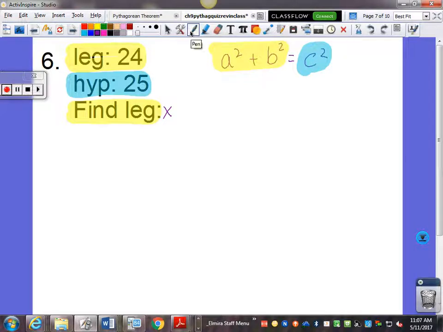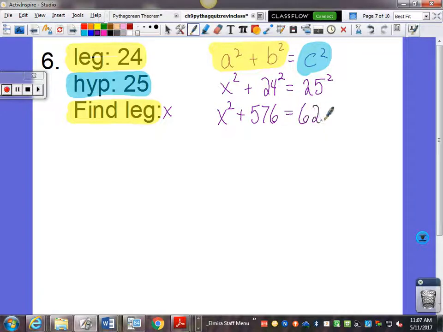Okay, subbing in. 25 is blue. 24 is one of my yellows. And then x. I always put x first, just the way I like to do it. Okay? Alright, x squared comes down. 24 squared is 576. And 25 squared is 625.